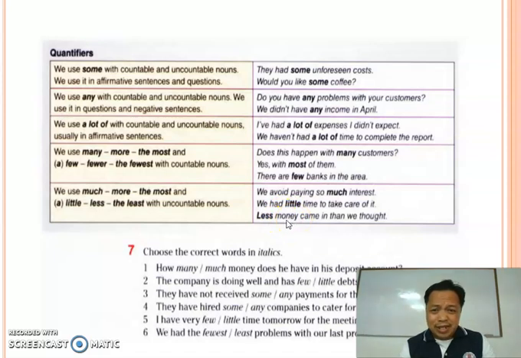Teacher, why is money uncountable when we can count money? Yeah, we cannot count the money, but we can count the currency. Example, the kip, dollar. But the money is uncountable. Yeah, I just want to explain a bit more about this, because many of the students are really confused about why money is uncountable. Yeah? All right.